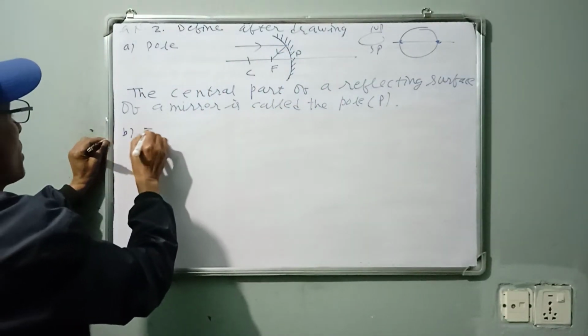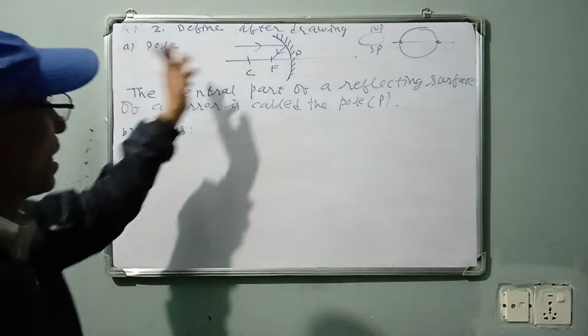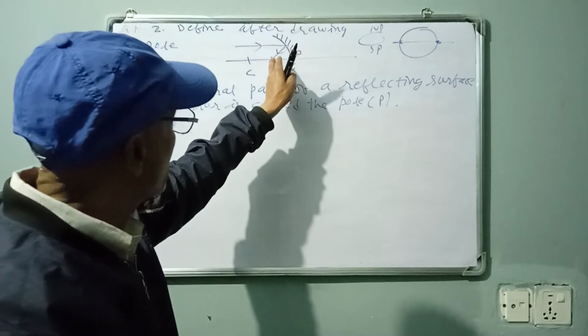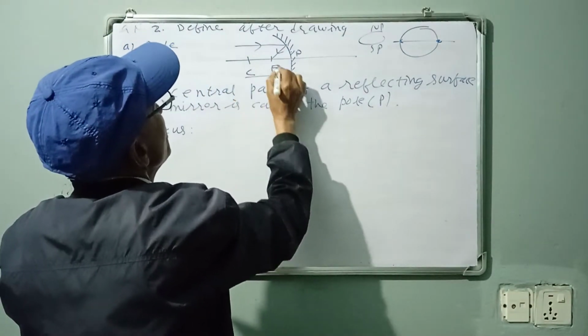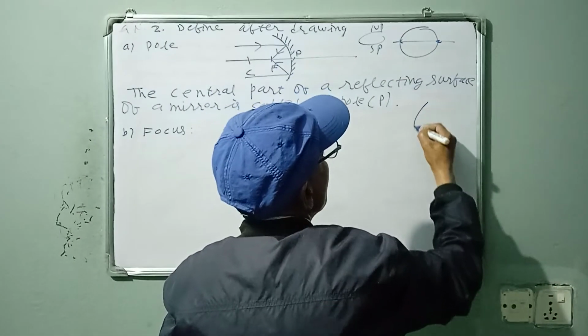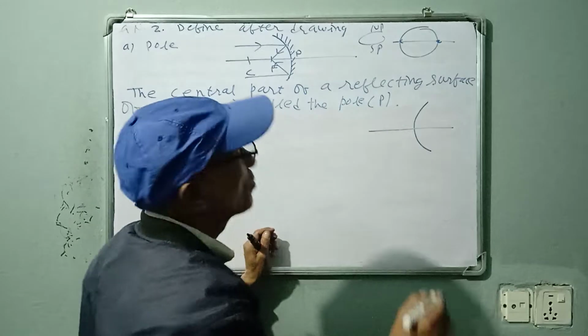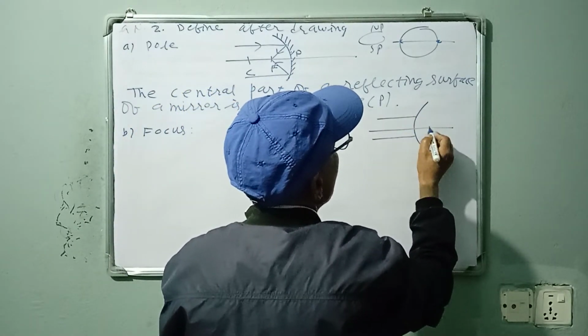And what is the focus? जहाँ parallel भएर गएको light either actually meet हुन्छ, यसै actually meet हुन्छ, or seem to diverge. यो केसमा seem to diverge हुन सक्छ. जस्तै यसरी parallel भएर गएको रे के हुन सक्छ, यहाँबाट डाइभर्ज हुन्छ.